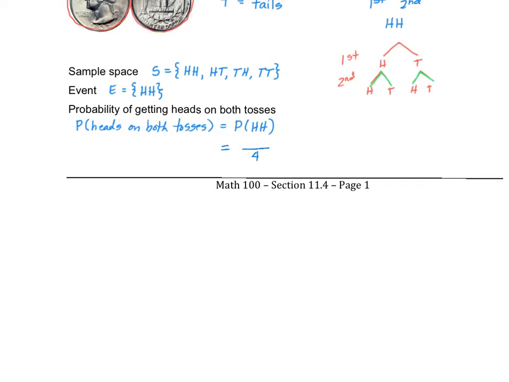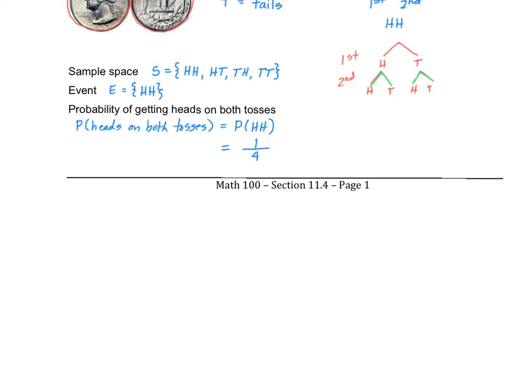In the numerator, in the top, we're going to put all the ways our event can happen. When you look at our event, there's only one thing there. There's only one way that you can get heads on both tosses. So the probability that you flip a coin or toss a coin twice and you get heads on both tosses is 1/4.